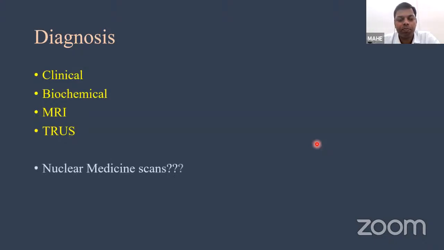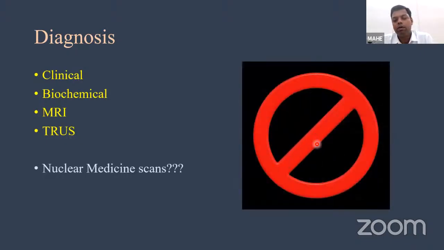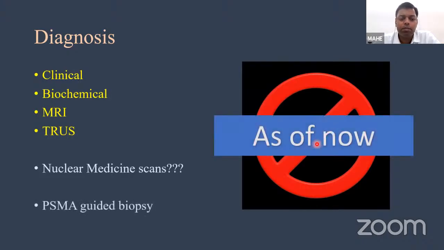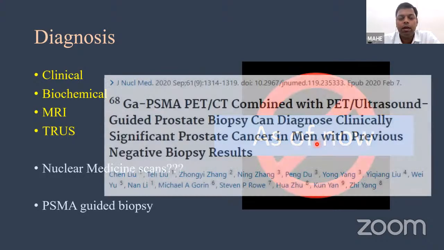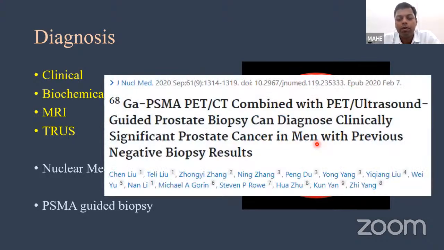And transrectal ultrasound. What about nuclear medicine scan? Is PSMA PET scan indicated for diagnosis? As of now, none of the guidelines say that PSMA is required for diagnosis. However, there is something called PSMA-guided biopsy. In people who have had multiple biopsies come negative, but you are still clinically suspecting a prostate cancer and the PSA is high, you can do a gallium PSMA PET-CT, identify the tumor foci, then go for a directed biopsy. Most of the biopsies will come positive.